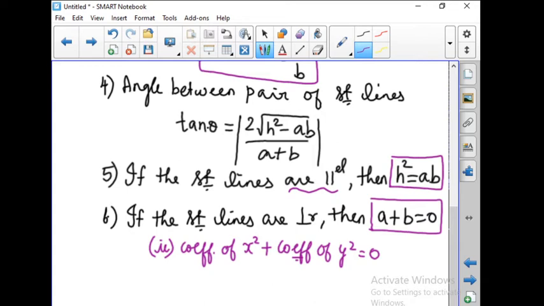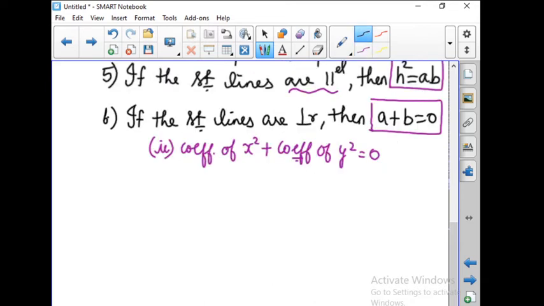Okay, so the next one, the condition for a general second degree equation to represent the pair of straight lines.